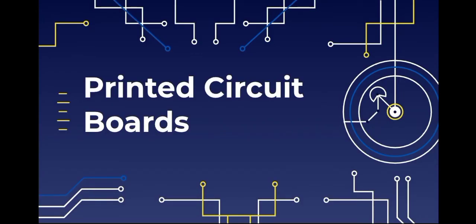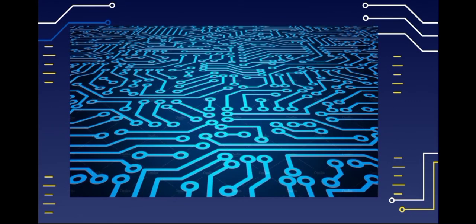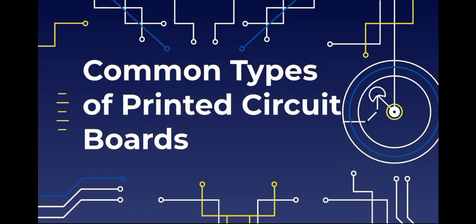Hello everyone. Before we proceed to the types of circuit boards, let us first define what it is. So, printed circuit boards or PCBs are the heart of all electronic products, but not all are created equal. There are many different types of printed circuit boards made from different materials and manufacturing specifications for a broad range of applications. Since the early 1900s, PCBs have evolved considerably, and today, manufacturers like Advanced Circuits offer a broad range of circuit board fabrication capabilities, laminate materials, and certifications to meet the quality, precision, and performance demands for the latest technology requirements.